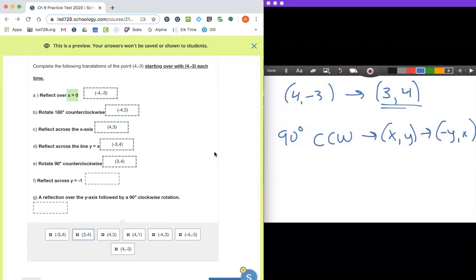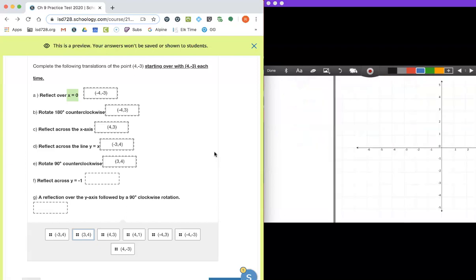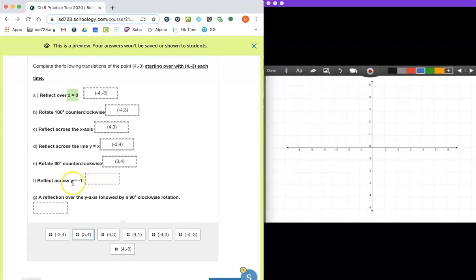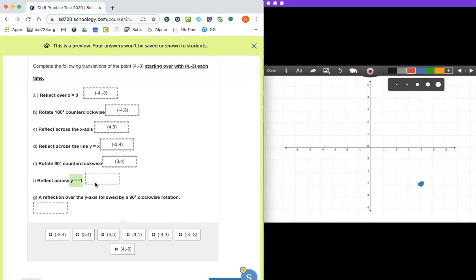We should go back to the graph for this one. We're reflecting over y = -1. As soon as there's a number there, y equals a number or x equals a number, we no longer have a way to just do a rule every time. So I'm going to start by putting my point on there, (4, -3), and then I need to draw the line y = -1 in. Well, y = -1 is this line right here.